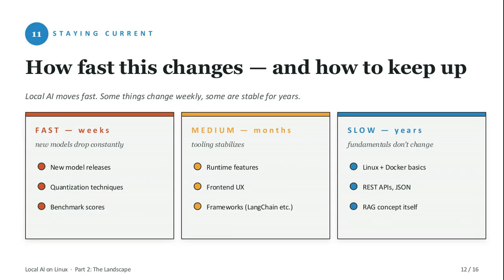With that scope set, let's talk about pace, because local AI moves at 3 very different speeds. New model releases, quantization formats, benchmark leaderboards, those churn weekly, and chasing everyone will burn you out. Runtimes, frontends, frameworks like LangChain shift on a scale of months, so it's worth checking in periodically. But the foundations, Linux, Docker, REST, JSON, the core idea of RAG, those are stable for years. Invest your learning time accordingly.